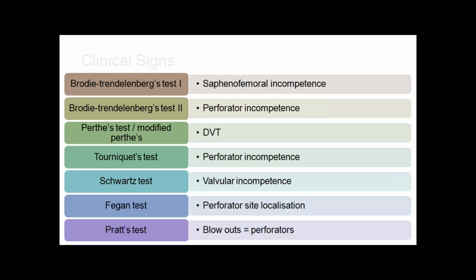So what is the Schwartz test? It is a palpatory method. If you tap the most prominent lower part of the dilated varicose vein, we will hear the impulse at the saphenofemoral junction. So that is the Schwartz test, which indicates valvular incompetence.